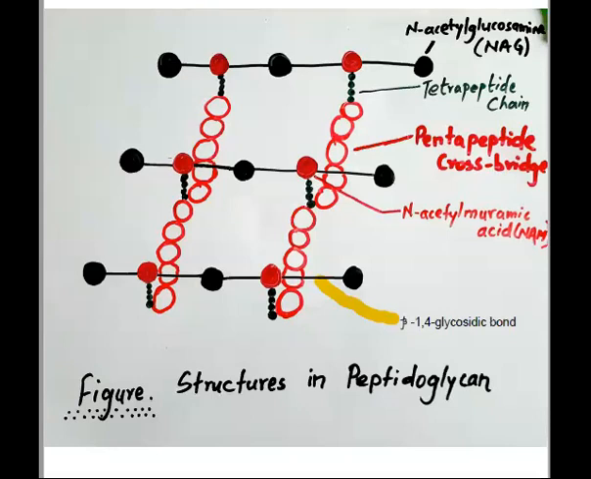Today we are going to study about the bacterial cell wall, mainly the gram-positive and gram-negative bacterial cell wall. So let us begin with the structure of peptidoglycan.